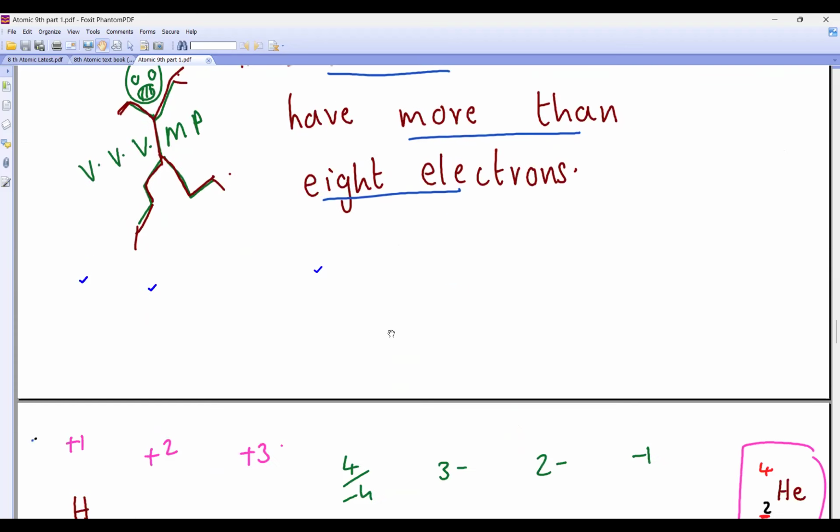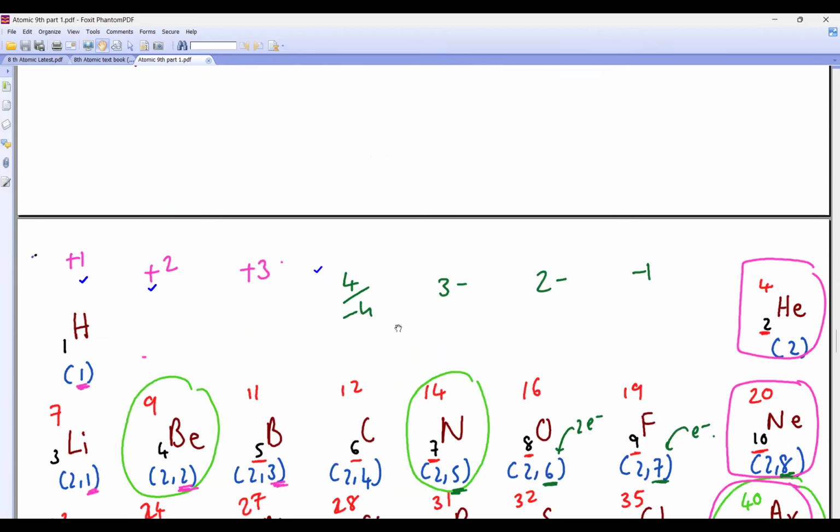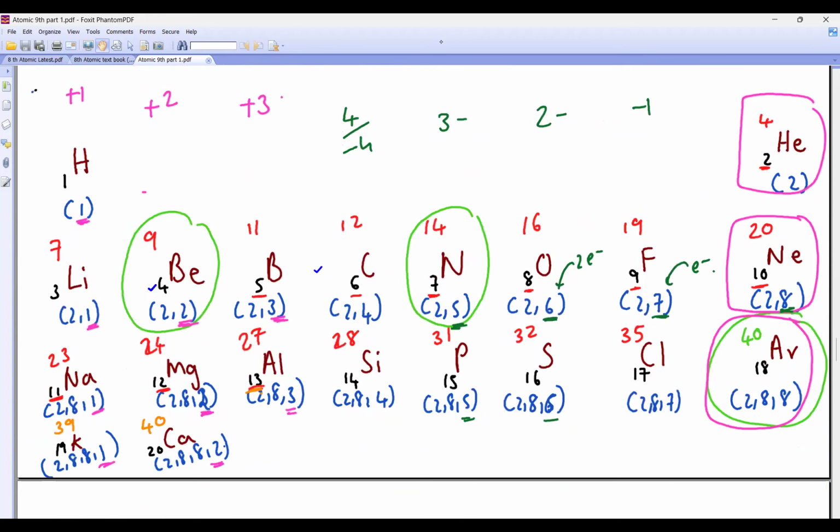Clear? So I have written here the first 20 elements. Can you see this? Sir, will you also ask us the symbol? Yes, they can ask the symbol, because the first 20 elements you should know.